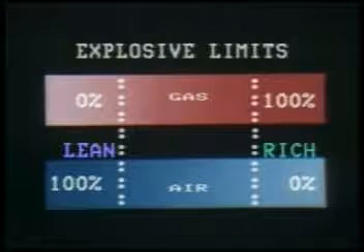In the lean region, there isn't enough gas in the air to burn. On the other hand, the rich region has too much gas and not enough air. However, the explosive range has just the right combination of gas and air to form an explosive mixture.